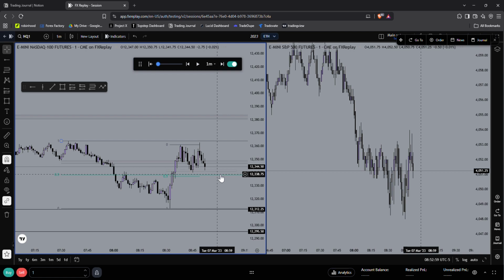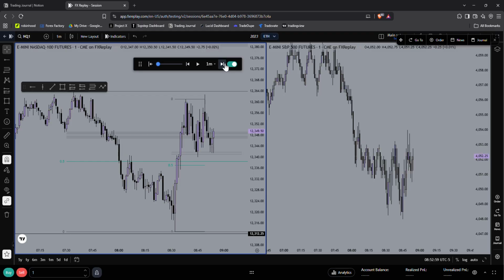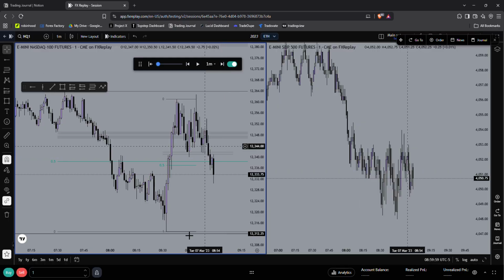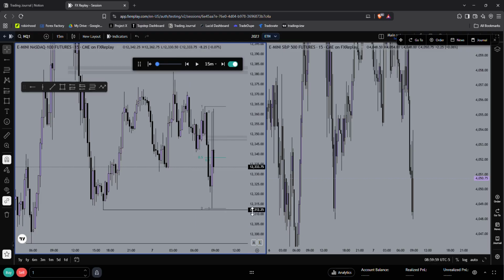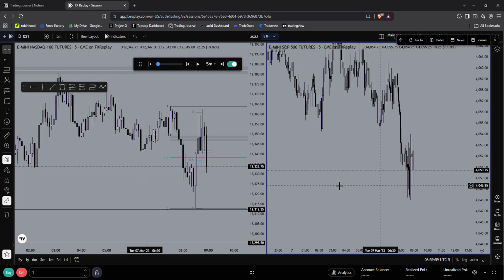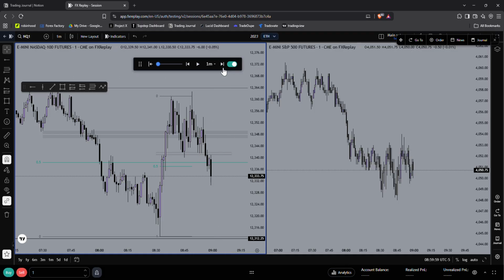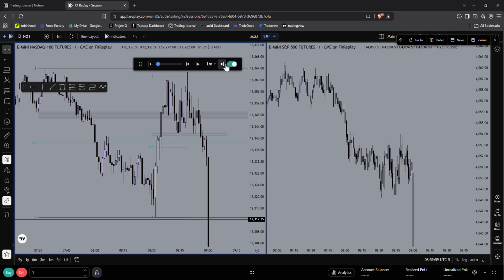Okay, we're still respecting these 15-minute gaps. Like, we keep retracing back to them. Okay, 58, 59. Okay, what the hell? Looks like we're not respecting it. Let's worry about an inverse on the 5-minute. We have more low resistance up here than we do down there, so I don't like it.